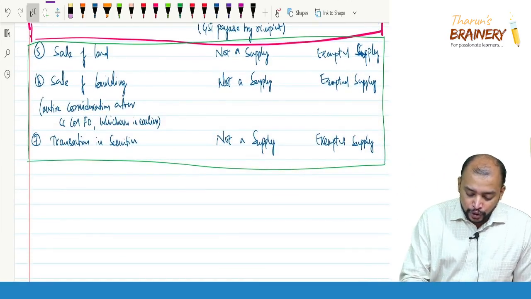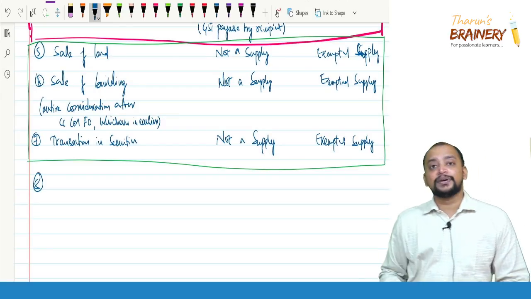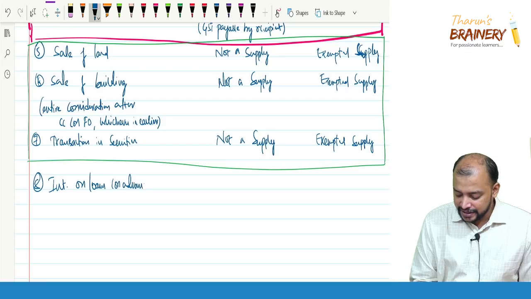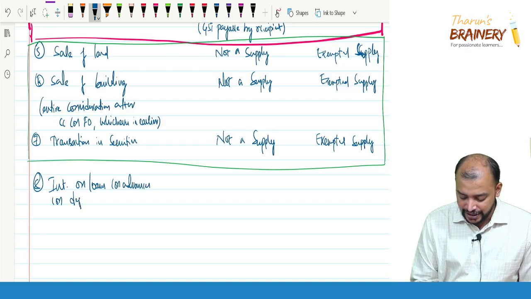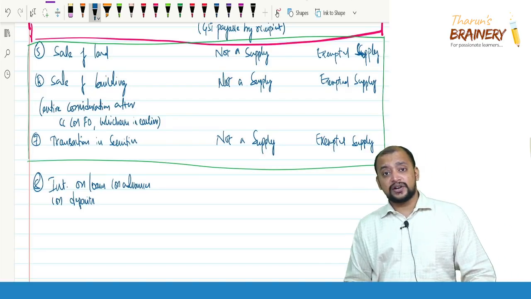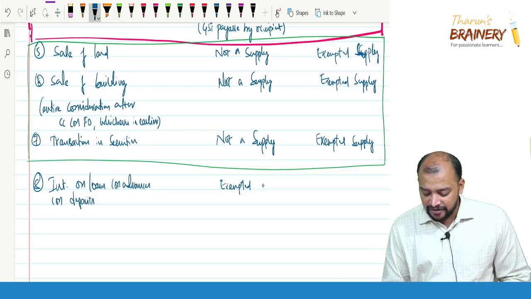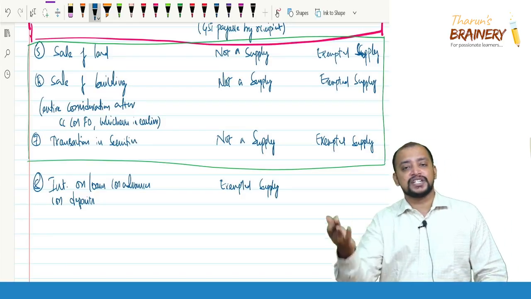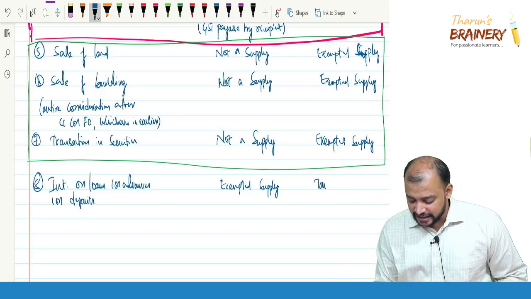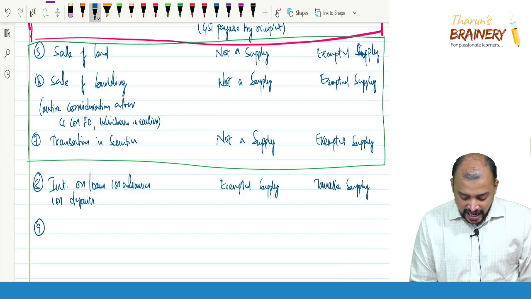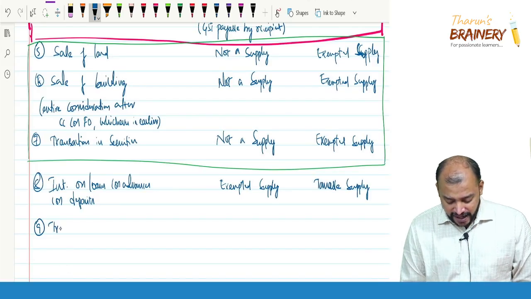And then there are 2 more special points in this regard. Point number 8, interest on loans, advances and deposits. This interest on loans or advances or deposits will be exempted supply for payment of GST. But for availment of ITC, it is treated as taxable supply. And next, number 9, transportation of passengers by vessel.